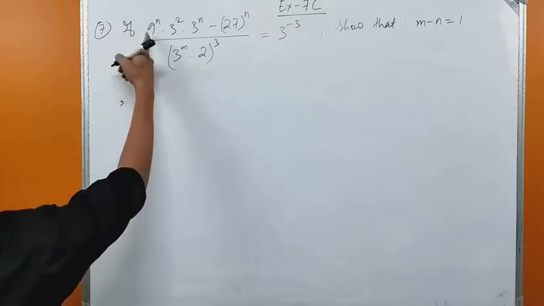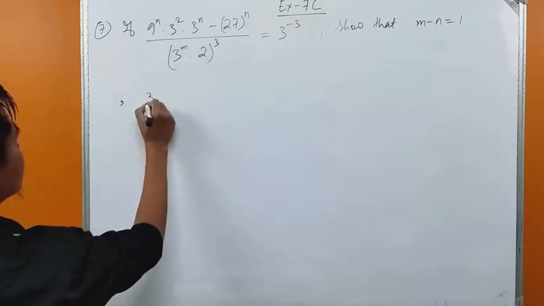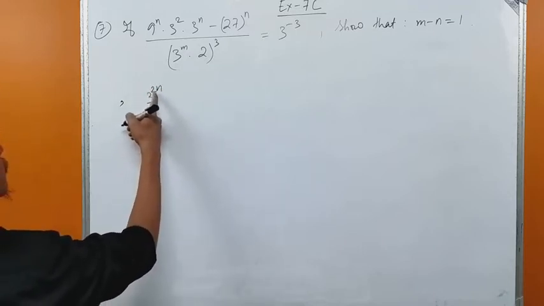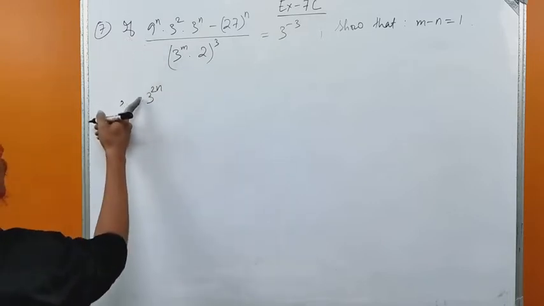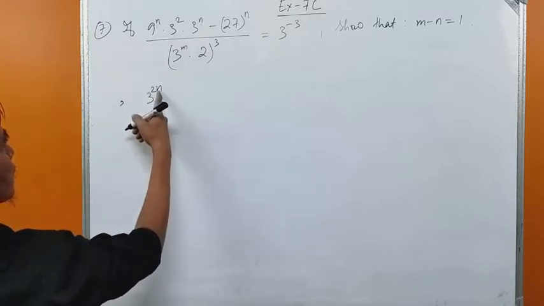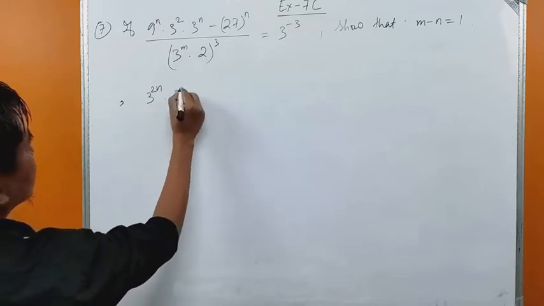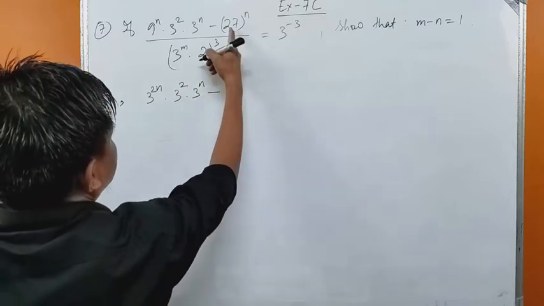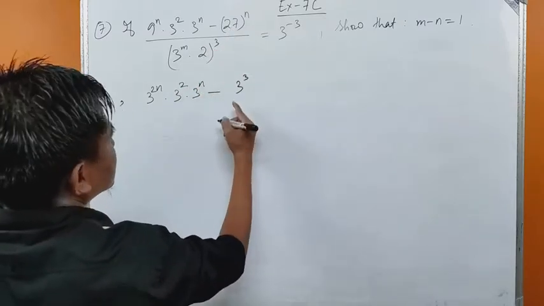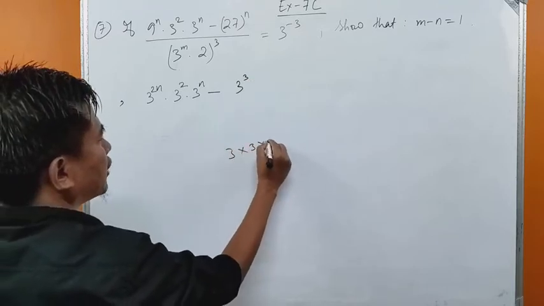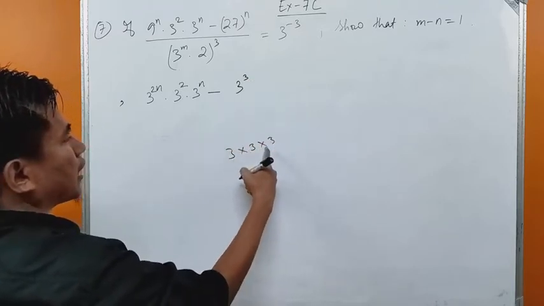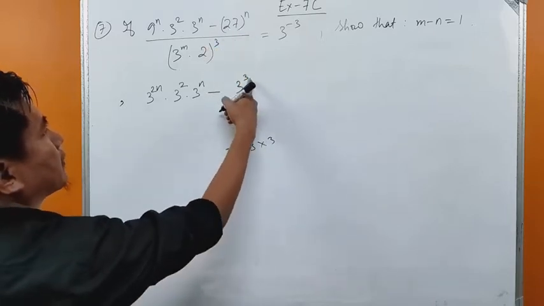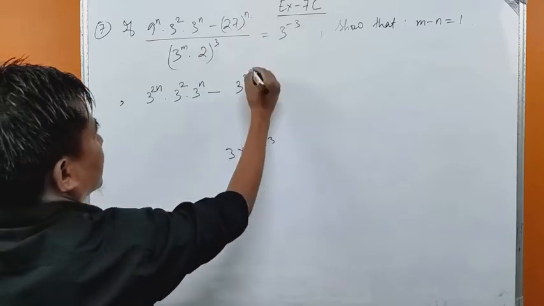Now 9 to the power n can be written as 3 to the power 2n, isn't it? 9 means 3 squared, and this n we write as it is, into 3 to the power n, minus 27, which means 3 cubed, isn't it? 3 cubed means 27, 3 into 3 into 3. When we multiply 3 three times, we get 27. That means 3 cubed is 27. So this power n remains here.